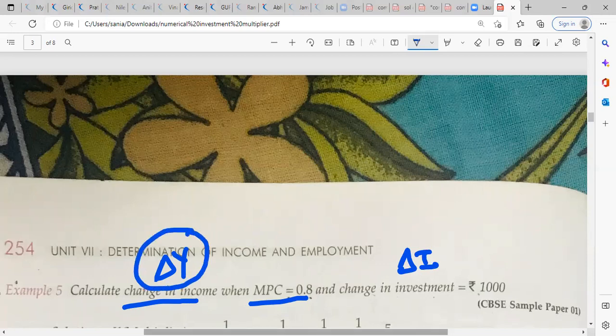So you have MPC. With the help of MPC, first of all, you will calculate K, and with the help of K, you will find this delta Y. Clear? Okay, quickly do it and tell me the answer.